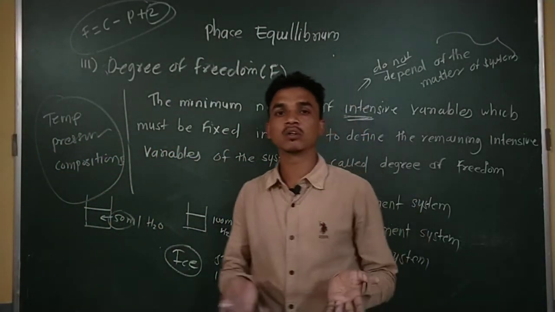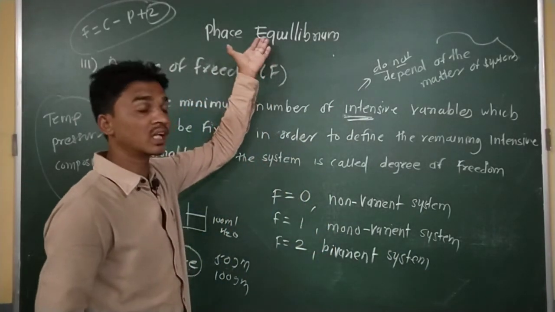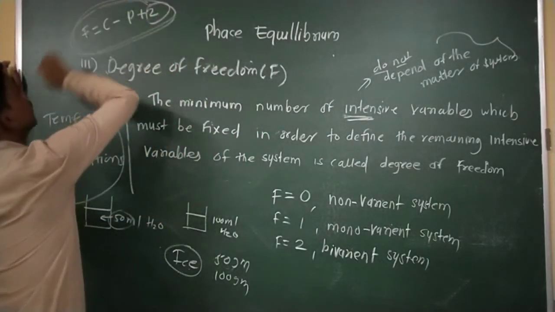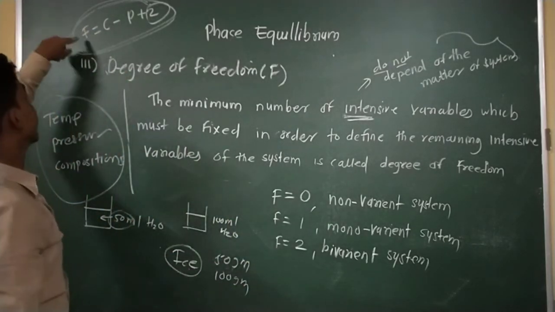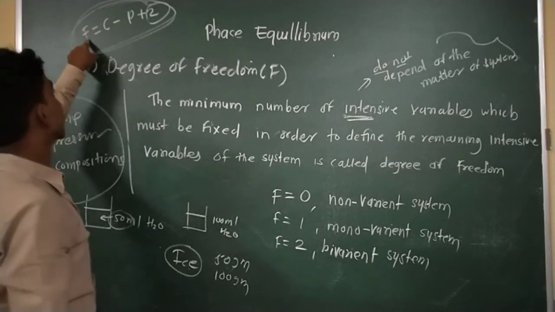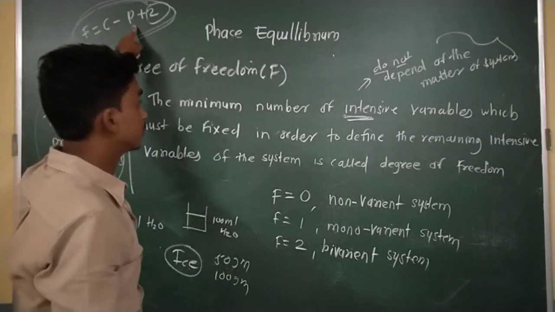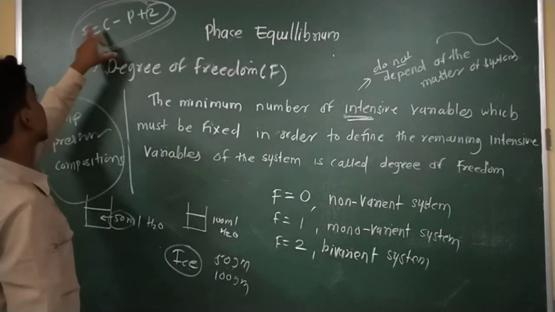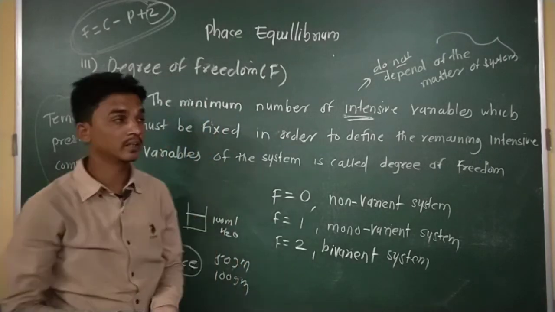I have covered all the points related to the introduction of phase equilibrium in the last video, and in this video we have covered the phase rule: the statement of the phase rule, the equation of the phase rule, and each symbol. F is the degree of freedom, C is components, and P is phases. The definitions of phase, chemical components, and degree of freedom we have covered in this video.